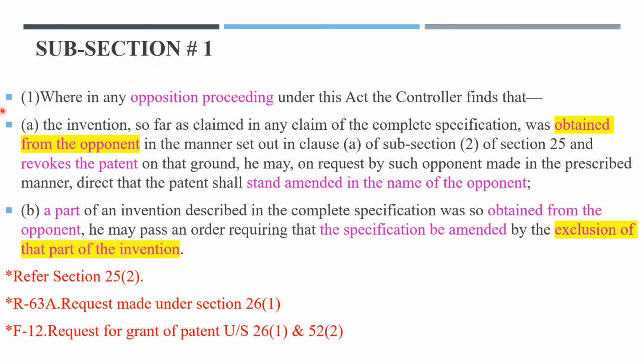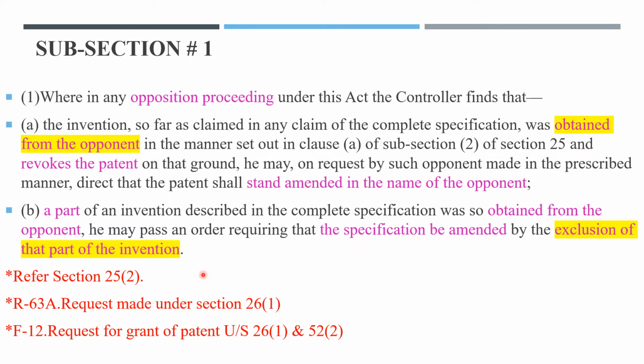Subsection 1 says, where in any opposition proceeding under this Act, the controller finds that, clause A, the invention so far as claimed in any claim of the complete specification was obtained from the opponent in the manner set out in clause A of subsection 2 of section 25 and revokes the patent on that ground, he may on request by such opponent made in the prescribed manner direct that the patent shall stand amended in the name of the opponent. Okay. And clause B says, a part of an invention described in the complete specification was so obtained from the opponent, he may pass an order requiring that the specification be amended by the exclusion of that part of the invention.